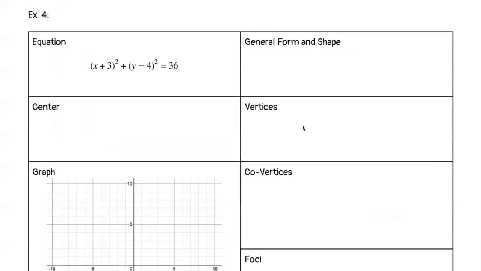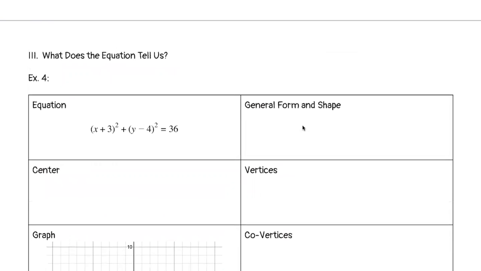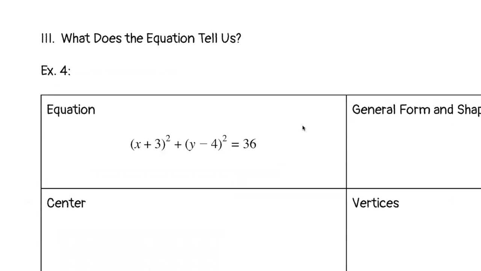Let's take a look at this equation, all right? So we've got x plus 3 squared plus y minus 4 squared equals 36. And before we take a look at this specific question, I'm wondering if you can tell me, based off of what we learned about graph transformations, what does y equals x plus 3 squared look like?